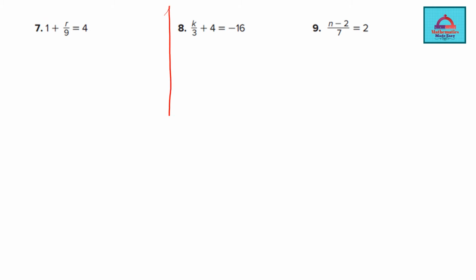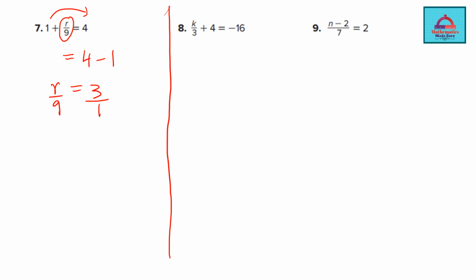Let's solve some more questions. So in the first one, you have to find the value of r. So you will isolate and move 1 to the other side. So 4 minus 1 becomes 3, and you have r divided by n. So you will cross multiply and get your value of r as 9 multiplied with 3, which is 27.